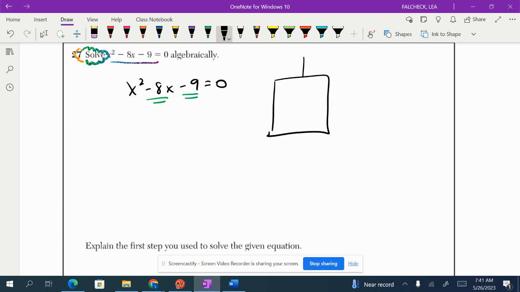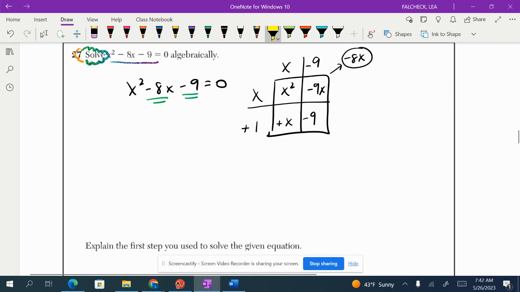factor this guy. So I'm going to make my box. X squared goes here, -9 goes here. X times x gives me x squared. The b term, -8x, is going to go right here. And I found my factors to be 1 and 9. Now, if 9 is negative, that means they have to have different signs. And if -8x is the middle term, that means the bigger number has to be negative.